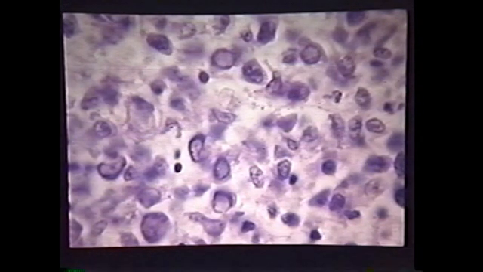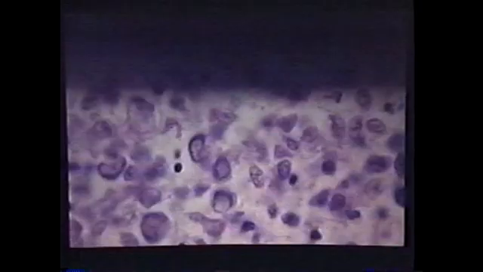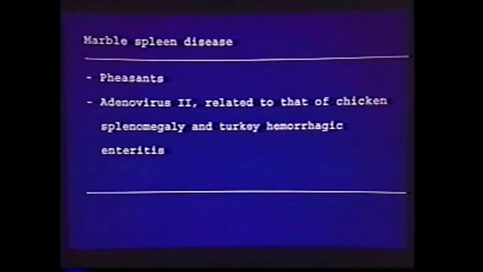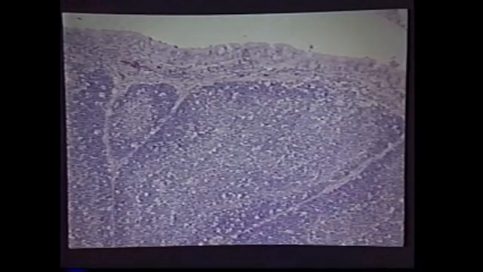It's caused by adenovirus 2. We mentioned that earlier, related to splenomegaly in chicken and hemorrhagic enteritis in turkeys. Adenovirus 2 in pheasant splenomegaly.